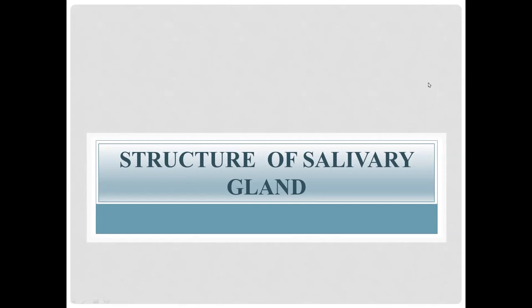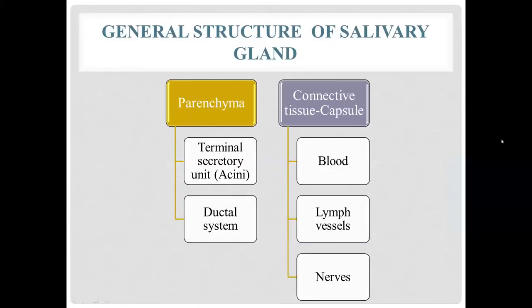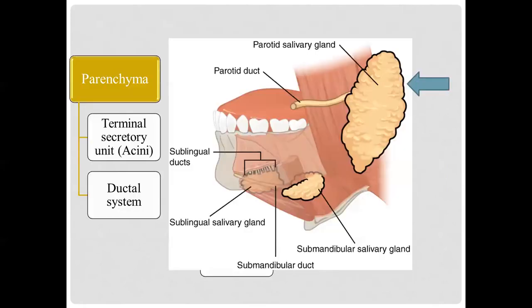Good morning, everyone. Today we are going to study the structure of the salivary gland. This is the general structure of the salivary gland, which includes the parenchyma and the connective tissue capsule. The parenchyma consists mainly of the terminal secretory unit, which is called the acini, and the ductal system. Then the connective tissue capsule comprises the blood and lymph vessels, and the nerves.